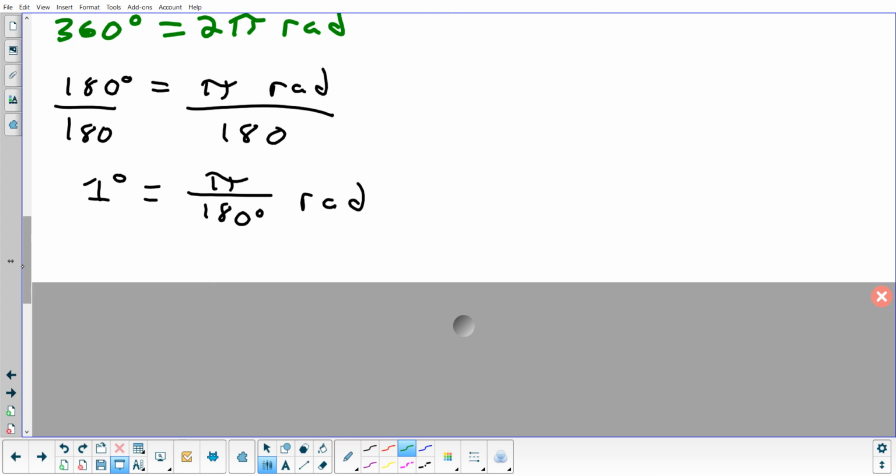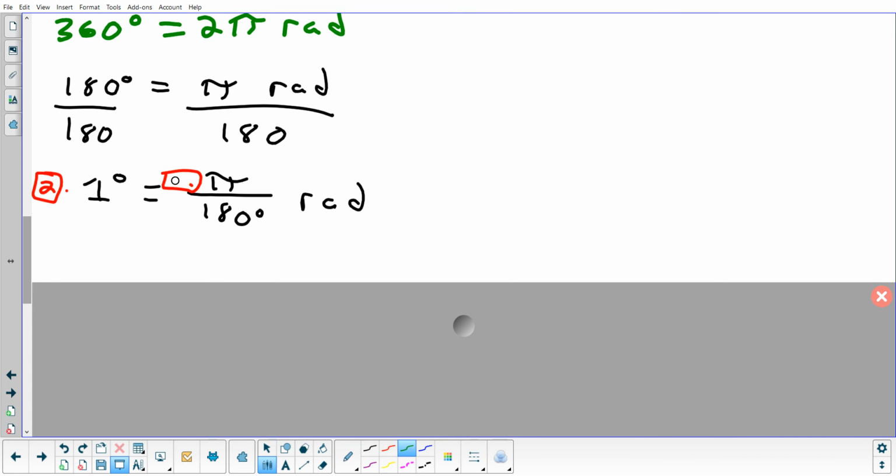Let's say instead of converting 1 degree to radians, you wanted to convert 2 degrees. What could you multiply each side of this equation by? And it would give you a formula for 2 degrees on the left. 2. You don't have to write this part. The black part is what's important. But if you multiply by 2, and you multiply by 2, and you did the math out on the right, now you have a formula for 2 degrees.